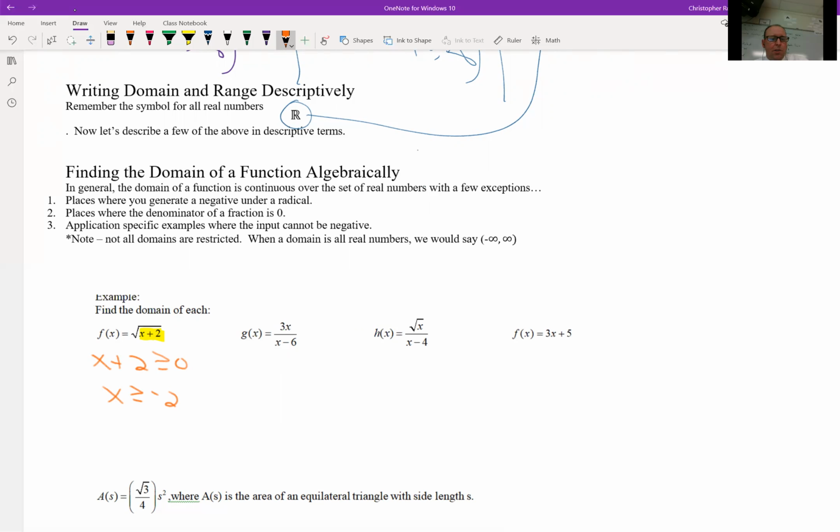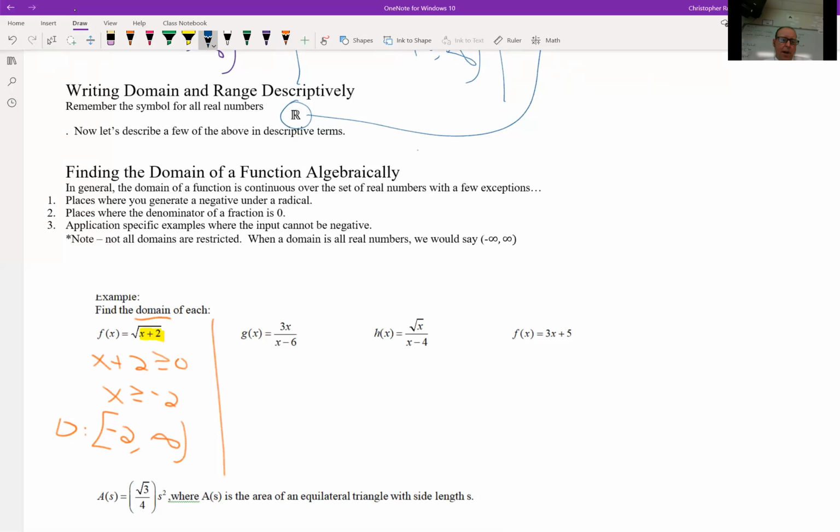So the domain is now described as -2 included until infinity. All right, not too bad. You know we're going to have another square root over in h of x, but we'll get there.